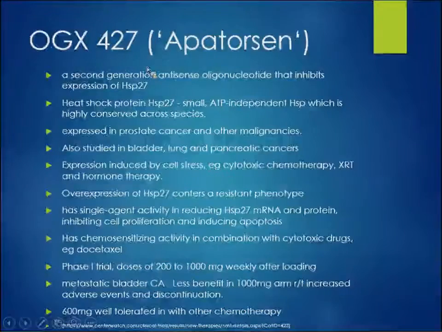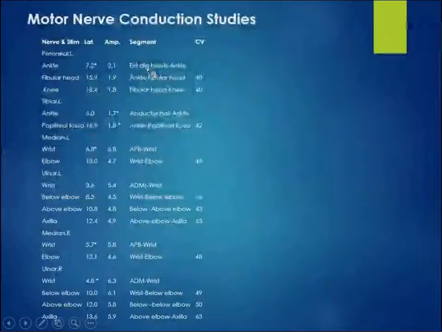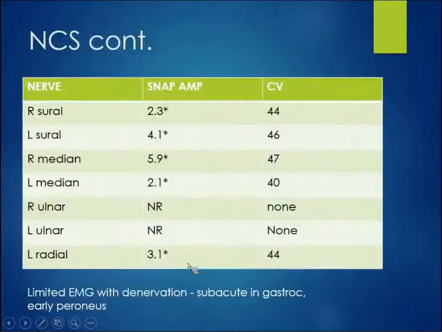So the next case, which is Leo's case, again, older gentleman, 73 years old, castration-resistant metastatic prostate cancer. He was on 4 months of this OGX 427, and he had distal numbness and tingling. So not the degree to which Eric and I discussed. And distal sensory loss below the knee, impaired vibration, weakness distally with a negative laboratory workup. And his studies, he had a little bit of demyelination, but he had more consistent evidence of axon loss with small responses, particularly manifest in the sensory studies. So all the sensory studies were either small or absent. So that would be the more common scenario we see with some of these chemotherapies.